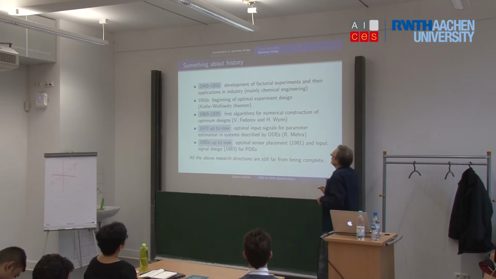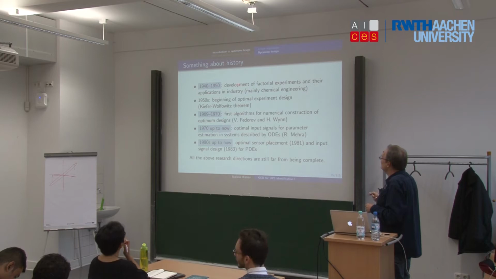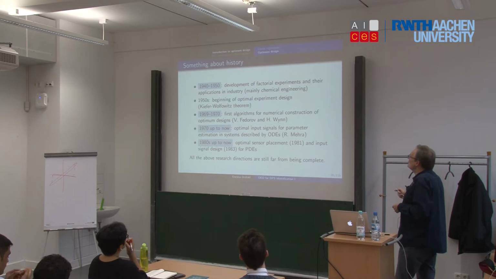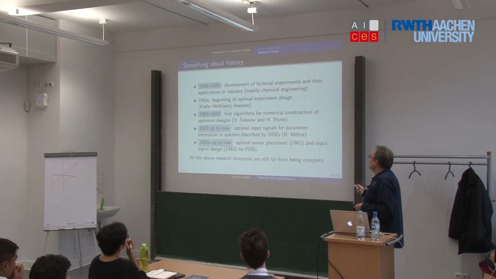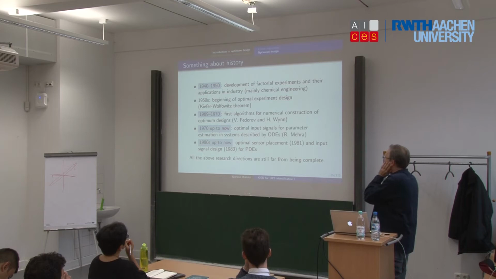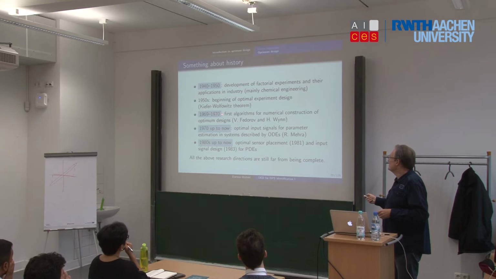As for the history, it started maybe in the 1920s, but real development started in the years after the end of World War II, and it was concerned mostly with factorial experiments and applications in industry, mainly in chemical engineering. The modern experimental design, which is related to optimality criteria, started in the 1950s, and it is related to the names of two statisticians, Kiefer and Wolfowitz. I will show you some form of the Kiefer-Wolfowitz theorem in a few moments.